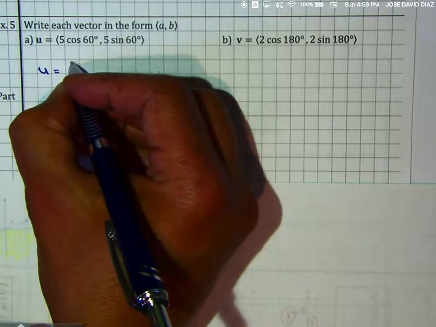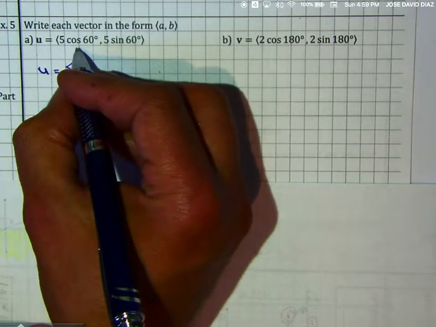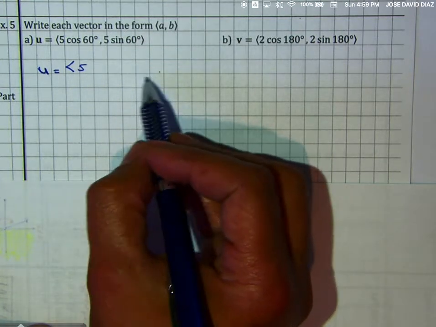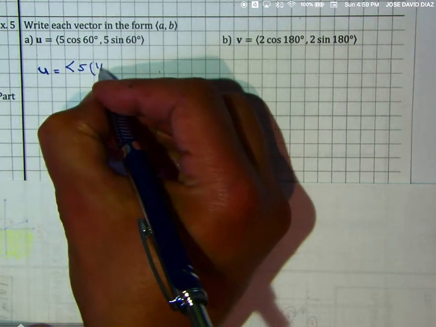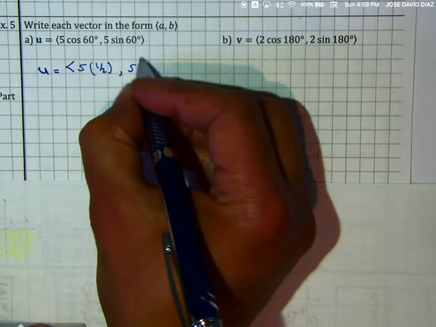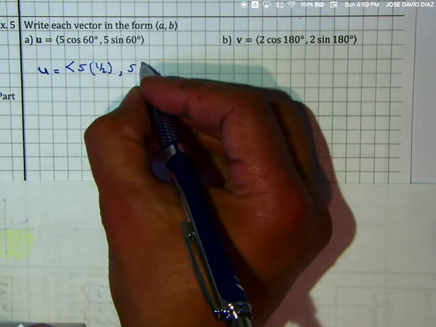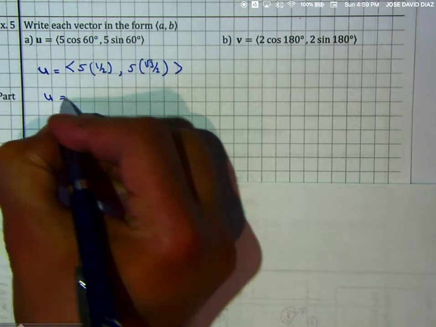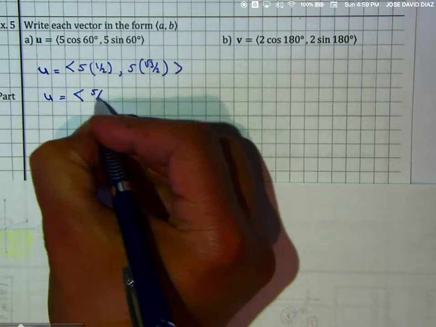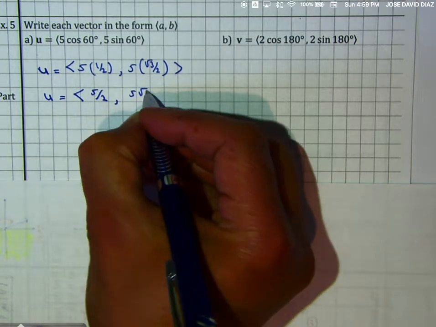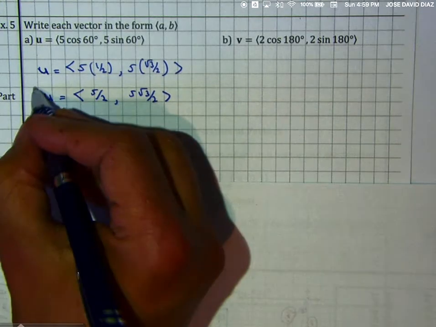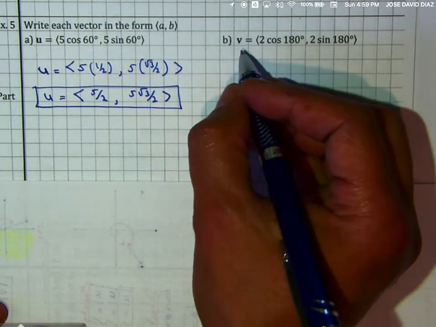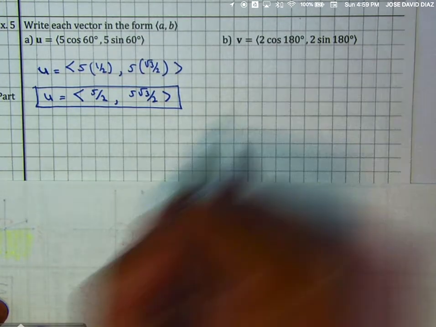So we have 5. Do you remember, what is the cosine of 60 degrees? Cosine of 60 degrees will be the longer or shorter side? Shorter side. So it'll be 1/2. 5 times the sine of 60 degrees, that'll be your longer side, so it'll be square root of 3 over 2. So therefore, your vector equals 5/2, comma, 5 square root of 3 over 2. And for letter B, go through the same process, see what you get, and we can compare our answers.